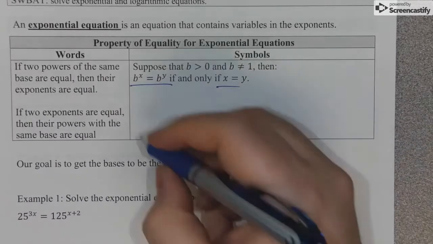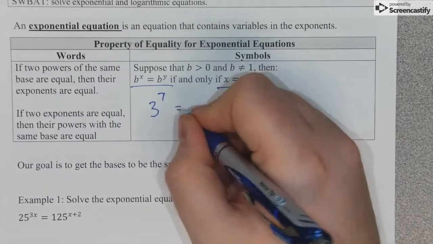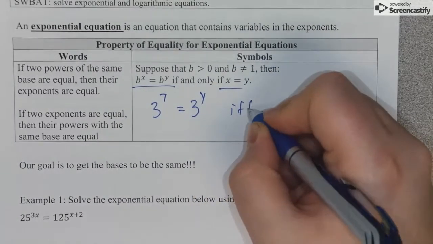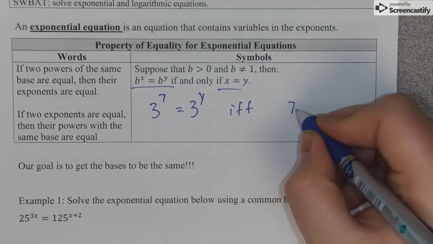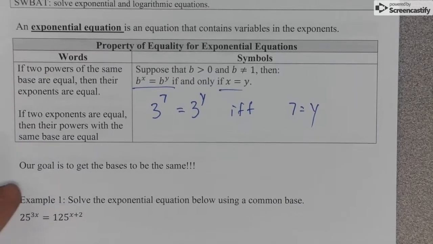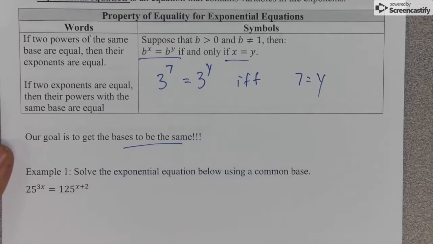Just as a mini example, 3 to the 7 is equal to 3 to the y if and only if, that's IFF, 7 equals y. These are only going to be equal if y equals 7. That should make sense intuitively. So our goal here is to get the bases to be the same.